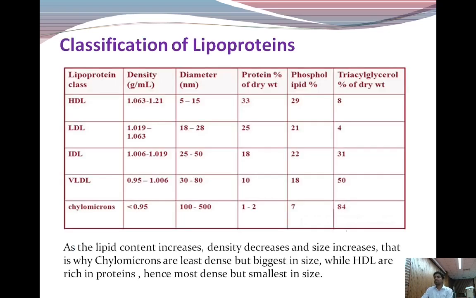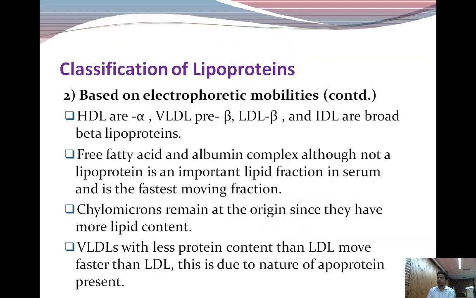So just know that the main classification is according to ultracentrifugation based on density. Another classification is based on the electrophoretic mobility. In electrophoretic mobility, the bands will be alpha, pre beta, beta, and broad beta. So alpha corresponds to HDL, pre beta corresponds to VLDL. That's the name, because it is coming before beta. Ideally it should be alpha, beta, and then VLDL, but it comes before LDL. That's why it is named pre beta. And then there are broad beta lipoproteins. Chylomicron stays at the origin point only, wherever you are keeping the sample. It will not move because it has almost no protein.